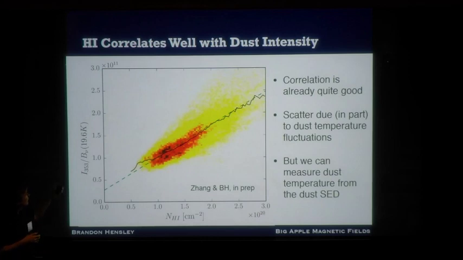Okay, so this is just a plot of the Planck 353 gigahertz intensity versus HI. Again, these two things are remarkably well correlated. The HI is already doing an excellent job at predicting what your total dust intensity is.